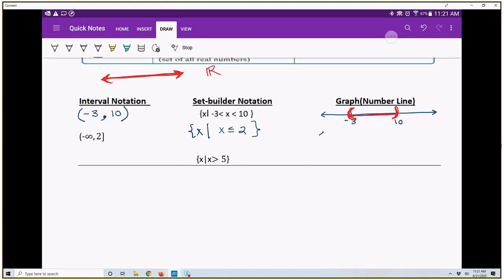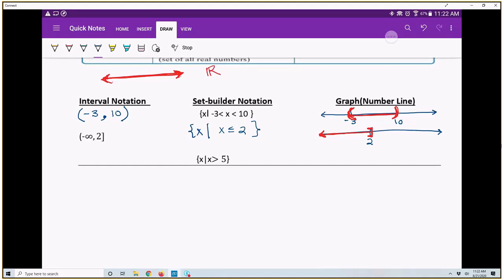And so if I wanted to graph that, I would just put 2 somewhere on my line. And I would say I'm taking, including 2, everything down forever and ever and ever.